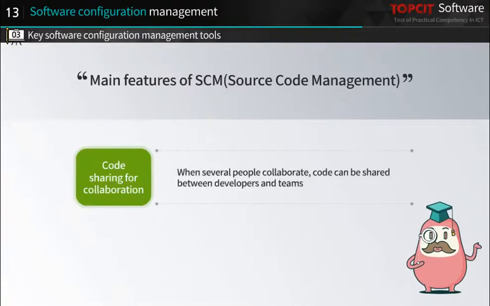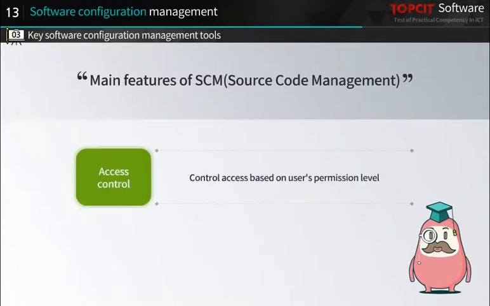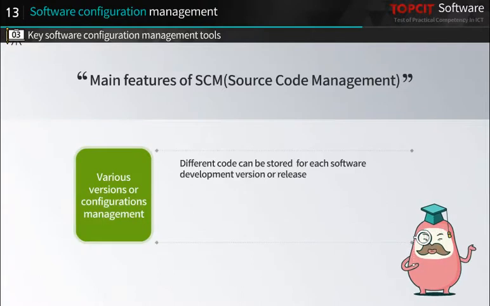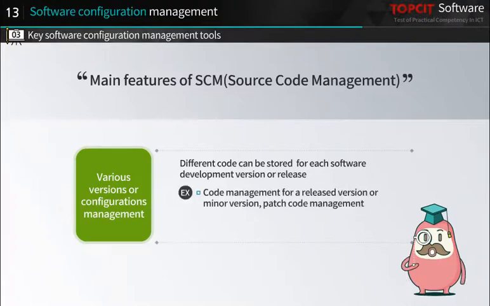First, the code for collaboration is shared. When several people collaborate, the code can be shared between the developers and the teams. Second, access control is possible. You can control the access based on the user's permission level. And it can manage various versions or configurations. The different code can be stored for each software development version or release. For example, they are code management for a released version or minor version, patch code management, and so on.